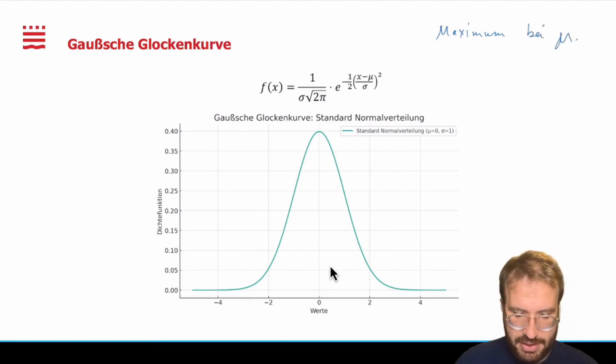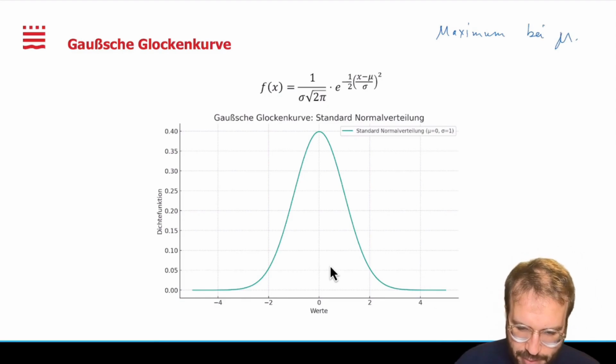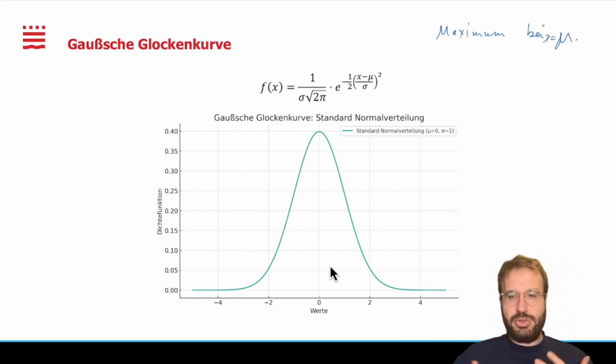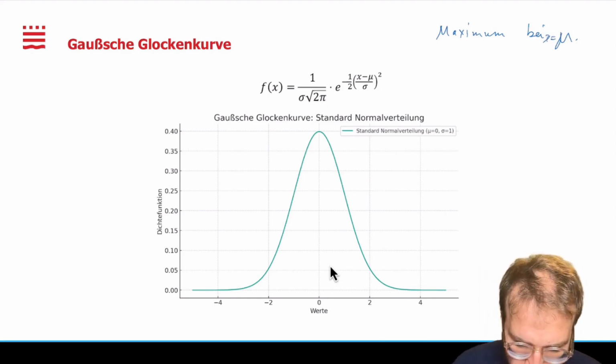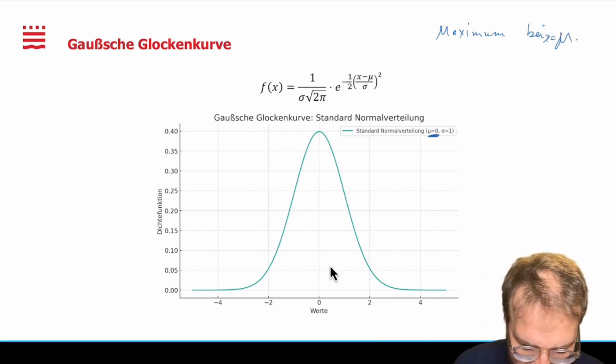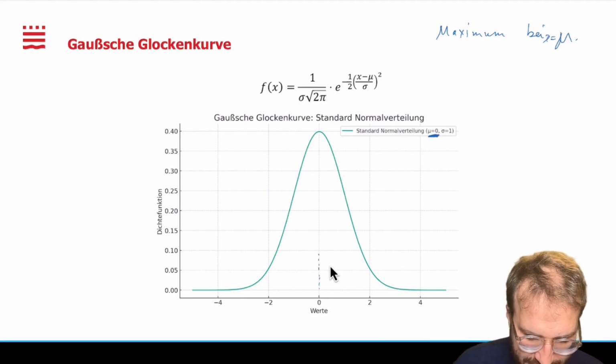Okay, let's take another look at that. So that means there is a maximum at x equal to μ, which defines our expected value. And in this case, what we see here is that the expected value is 0. So we have our maximum at the value of 0.